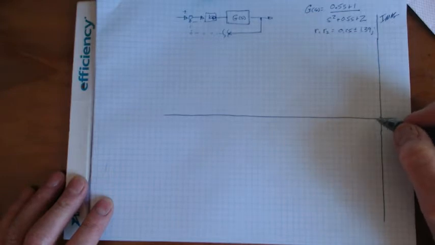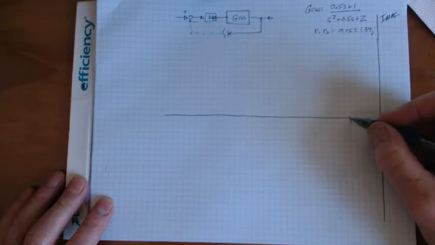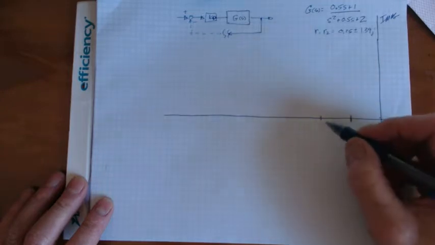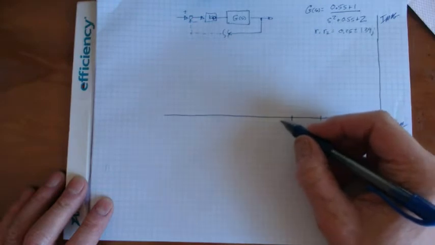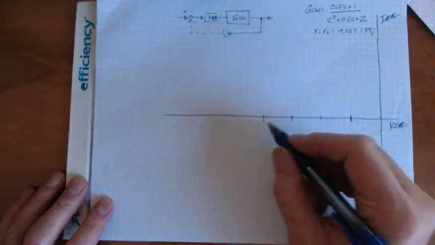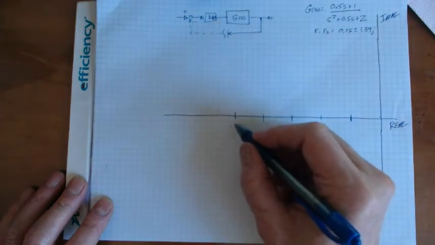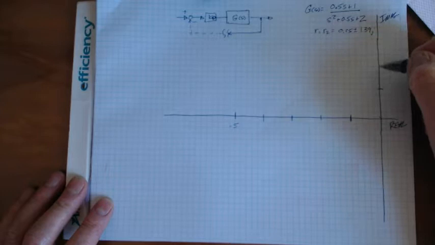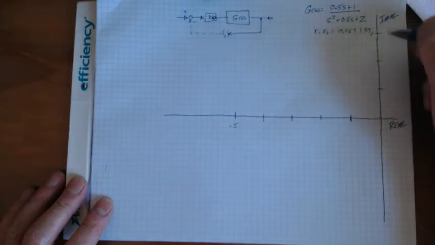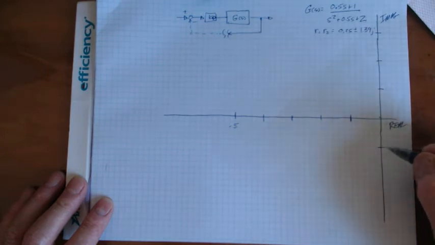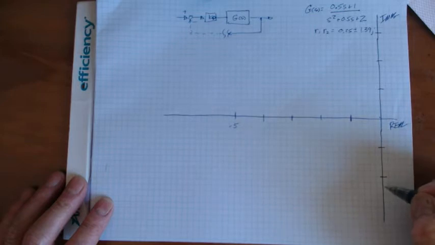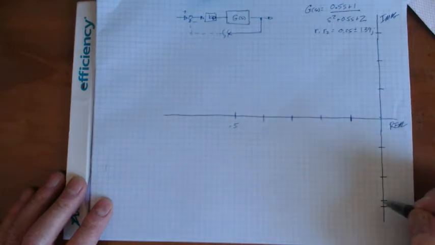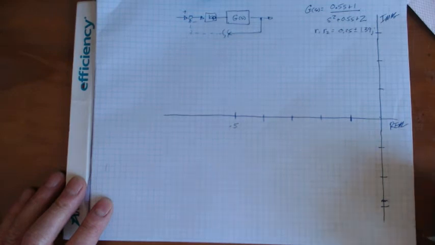Let's see, how should I do this? I'll mark off the axes, counting 1, 2, 3, 4, 5 in each direction, with minus 5 just to put some context on here. Okay, I can count.